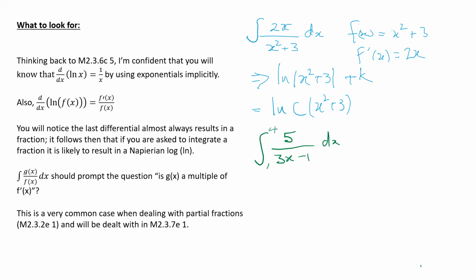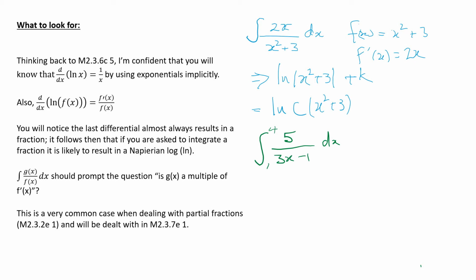So if I look at this particular one, and again it would be worth you pausing the video at this stage and actually doing some thinking about this rather than just listening to me droning on, but I'm going to drone on anyway. So I've got the integral between 4 and 1 of 5 over 3x minus 1 with respect to x. And you notice my bottom function is much easier this time.